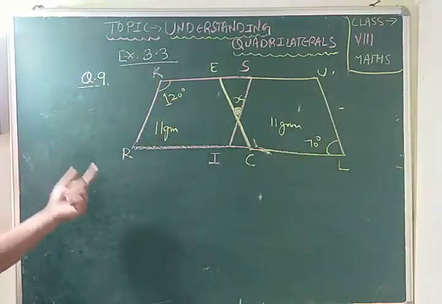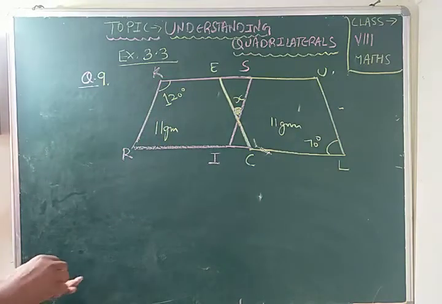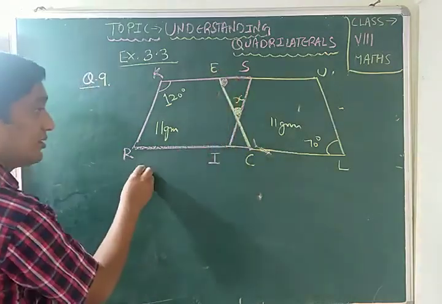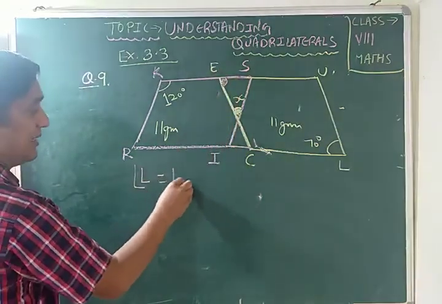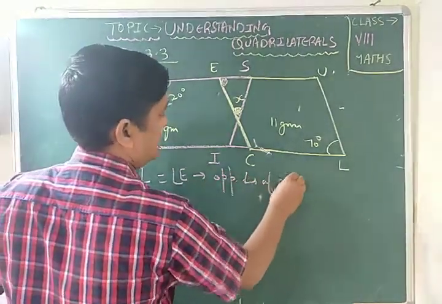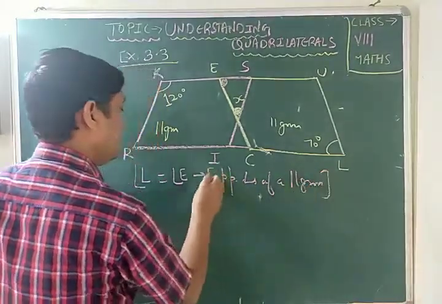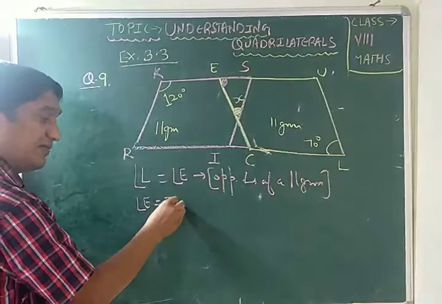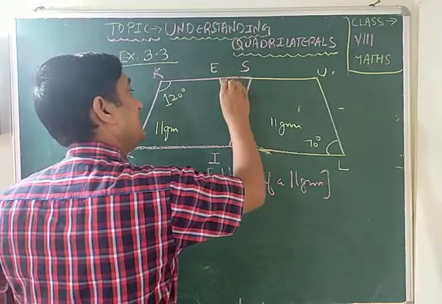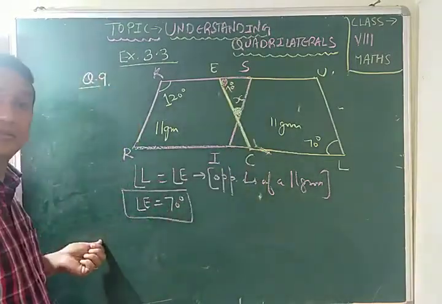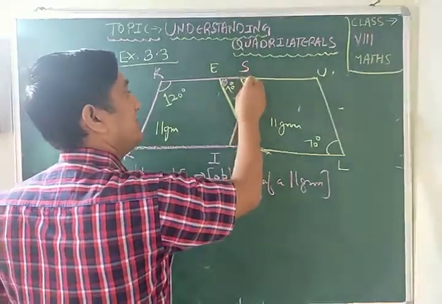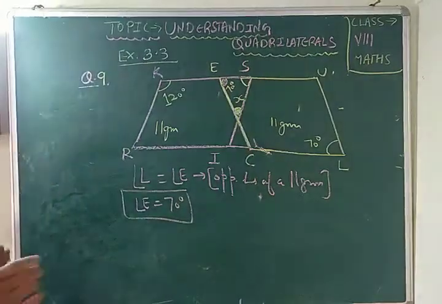Now children, recall all the properties of a parallelogram. Look, this is angle 70 degree, this is angle E. So children, look, angle L is equal to angle E. These are the opposite angles of a parallelogram. It means the value of angle E is also 70 degree. This is also 70 degree. Now this angle, let's say it's x.